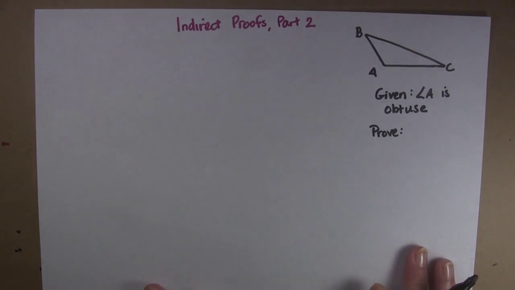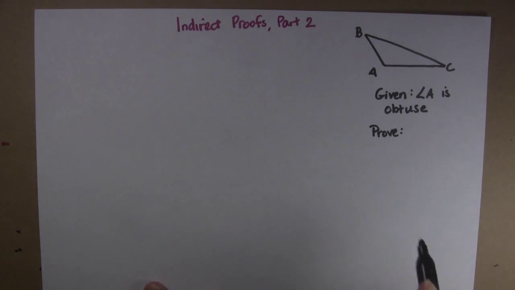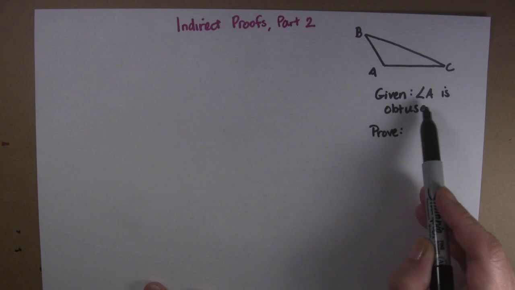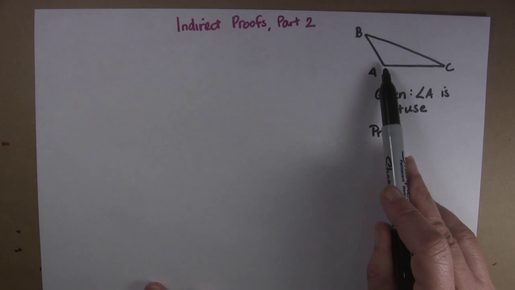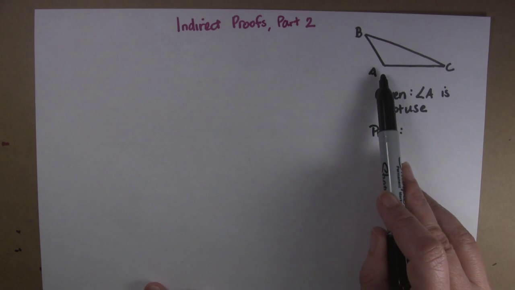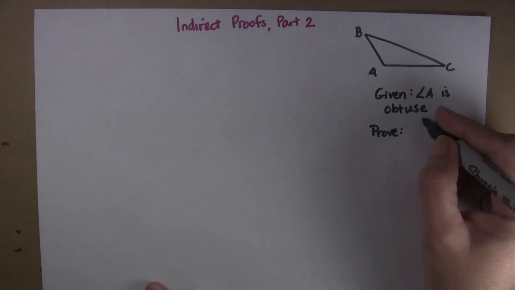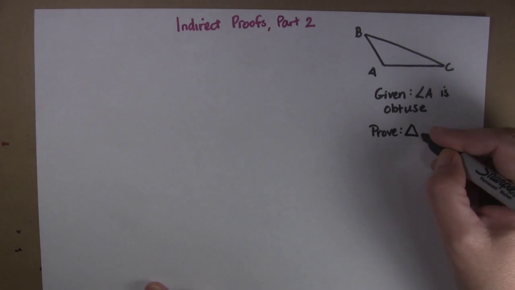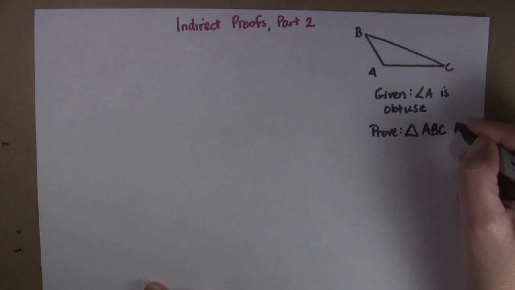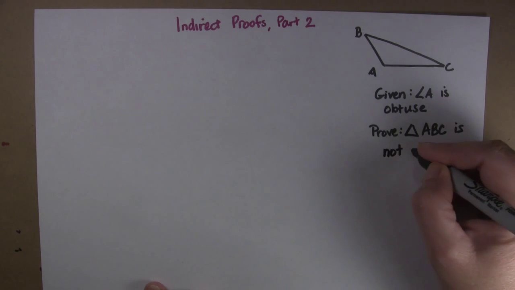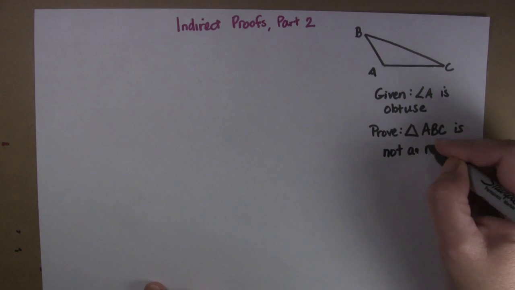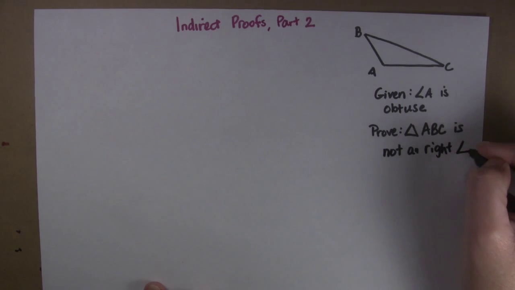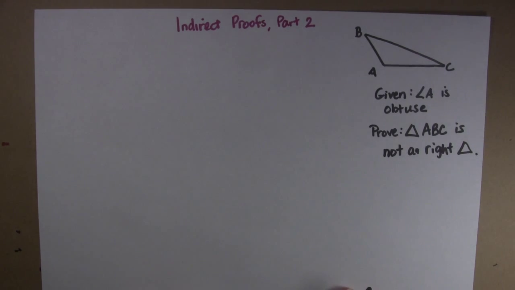So I've drawn a picture here of a triangle, and I have said that the given is that angle A is obtuse. So this angle right here is obtuse. And we want to prove that triangle ABC is not a right triangle. Okay, that's what we're being asked to prove, that ABC is not a right triangle.